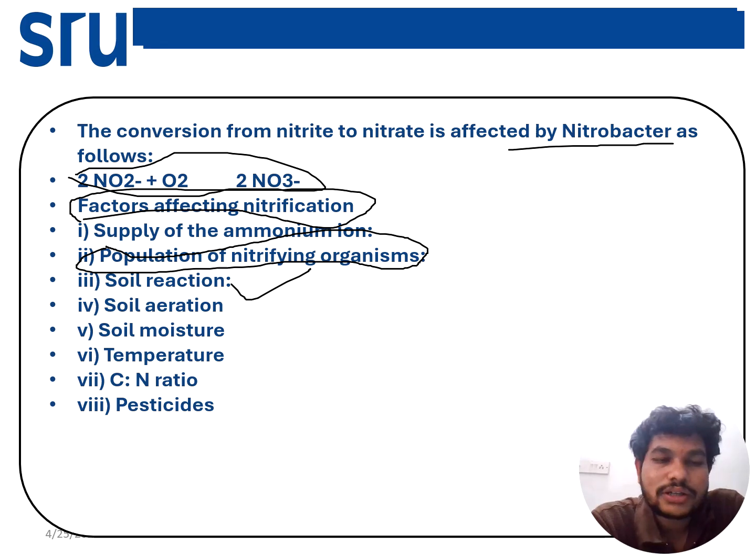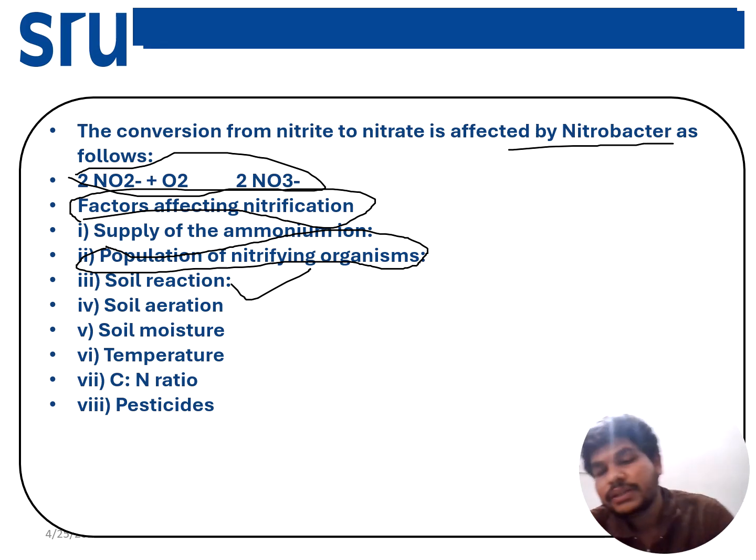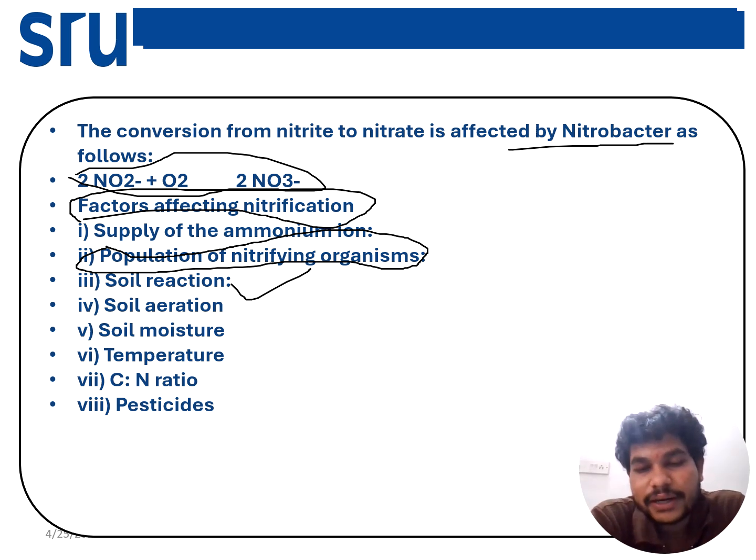because oxygen is also important for the survival of the organisms. Then the temperature: if the temperature increases by 10 degrees centigrade, the nitrification rate will also increase. The optimum temperature for the highest rate of nitrification will be 30 degrees centigrade. So at 30 to 35 degrees, the nitrification rate is very high. And more than 35 degrees centigrade, the nitrification rate will reduce slowly.